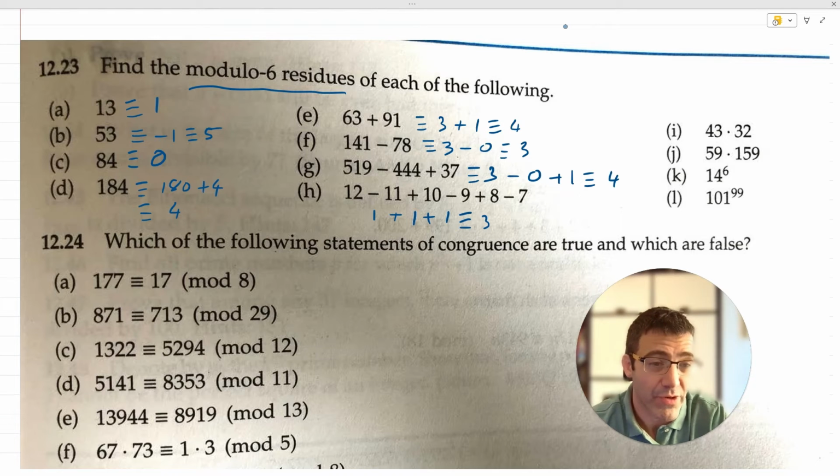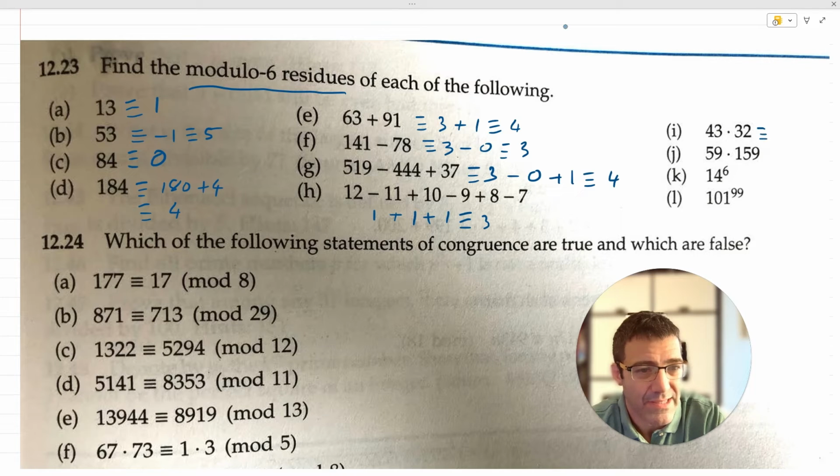Moving on to the questions on the right here. So 43 is a 1 because 42 is a multiple of 6. It's 6 times 7. 32 is 2 more than 30, and so this is going to be the same as saying that this is 1 times 2. And 1 times 2 is equal to 2. Okay, 59 times 159. So we know that 59 is 1 less than 60, so we can say negative 1. And then 159, 1 plus 5 is 6.